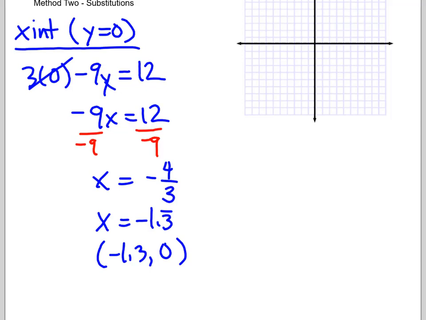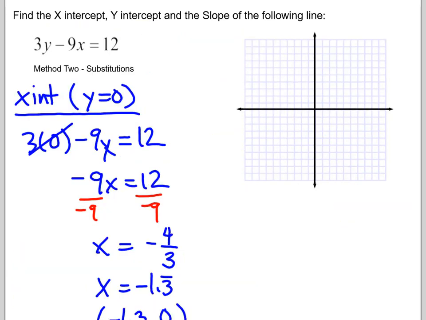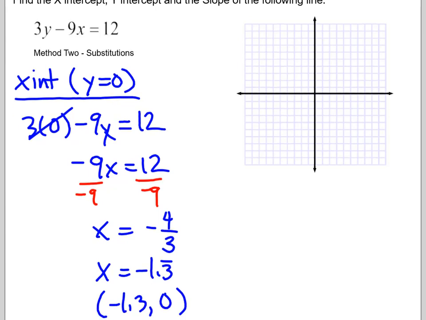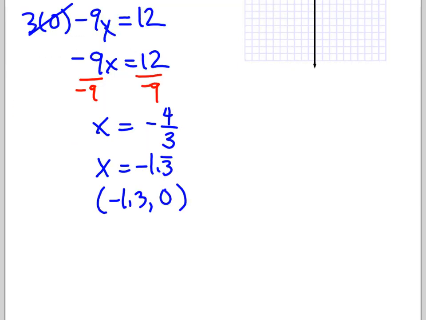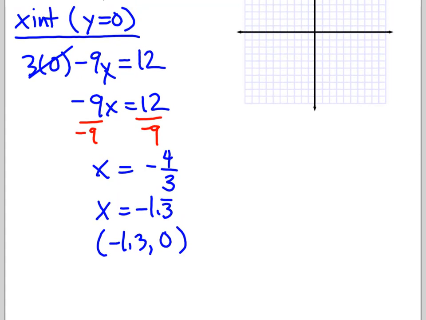Okay, and now if you compare that to our previous graph, if we back up one page, we found an x-intercept of -1.5. So we were close, but not exact. The algebra method is exact, and that's what's really nice about the algebra. Okay, so now if we want to find our y-intercept, we're going to do the exact same idea, except I'm going to set x to 0.